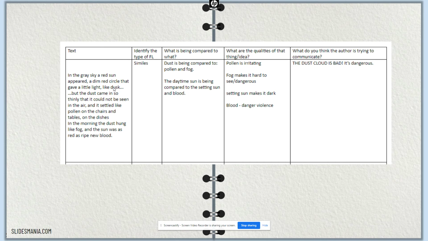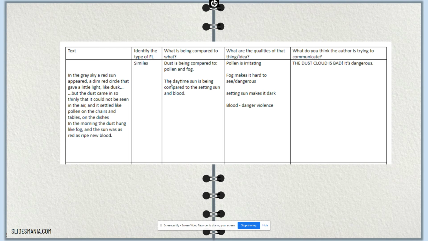So we have dust, and it settled like pollen. So there's another comparison using the word like. And down here, the sun was as red as ripe new blood. So I know those are similes because they're using like or as and as. And what's being compared to what? Well, the dust gets compared to pollen, and it gets compared to fog.